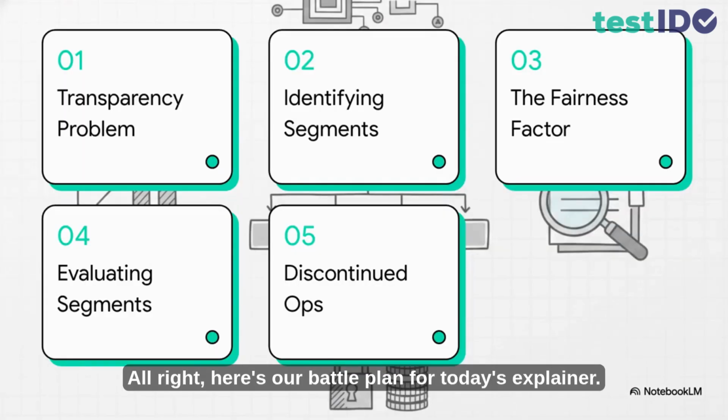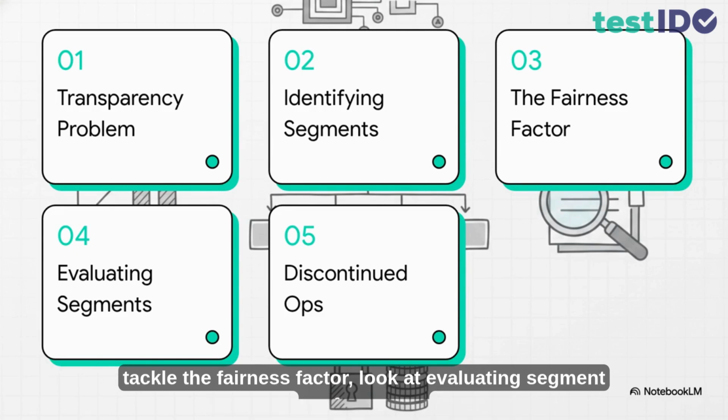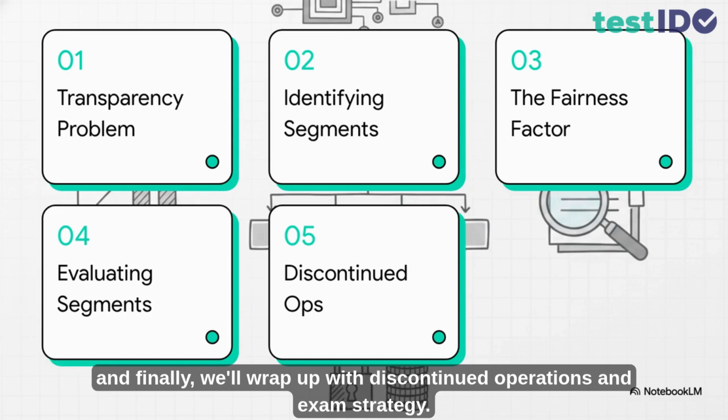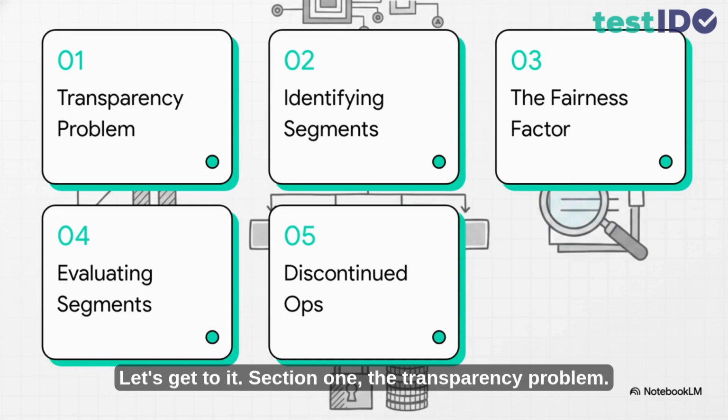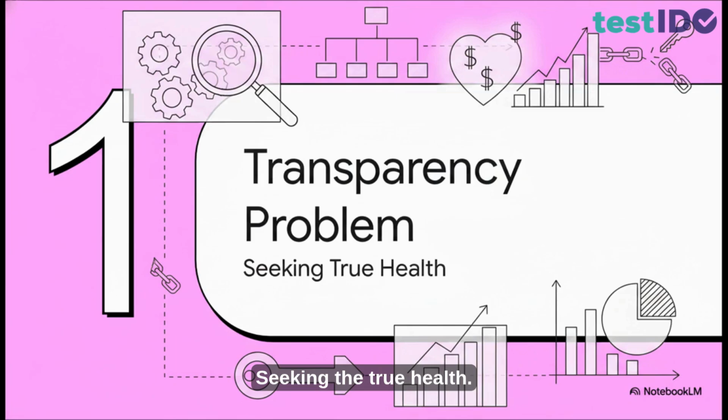All right, here's our battle plan for today's explainer. First, we'll look at the transparency problem, then identifying reportable segments, tackle the fairness factor, look at evaluating segment performance, and finally, we'll wrap up with discontinued operations and exam strategy. Let's get to it. Section 1. The transparency problem, seeking the true health.